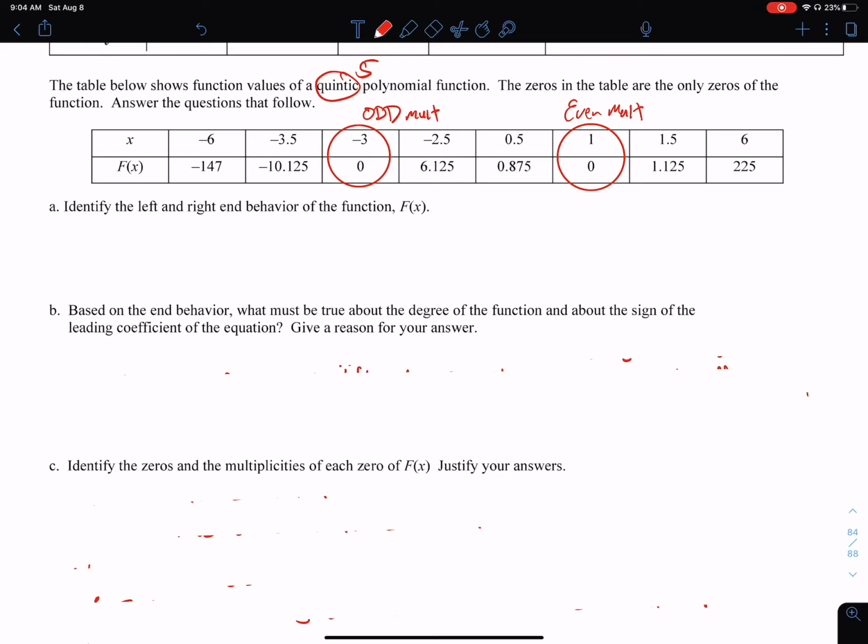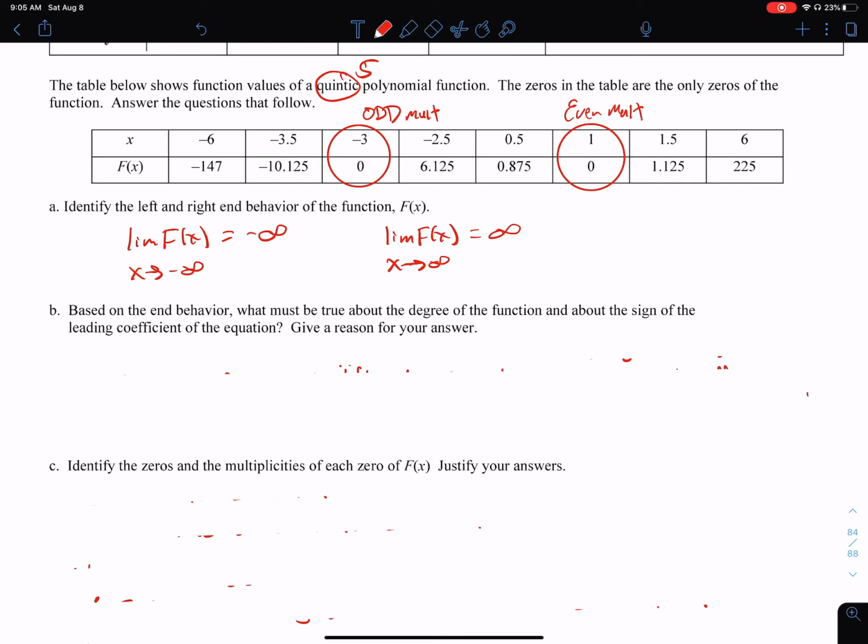A, identify the left and right end behaviors. To do this, we are going to look as far left as we can and as far right as we can. If you look as we go to the left, these numbers start to get real big negative pretty fast. So it looks like as we're going left, it's approaching negative infinity. So the limit of f of x as x approaches negative infinity appears to be negative infinity. The limit of f of x as x approaches positive infinity: as our x values get bigger to the right, these y values start to get real big. So it looks like it could be going to positive infinity.